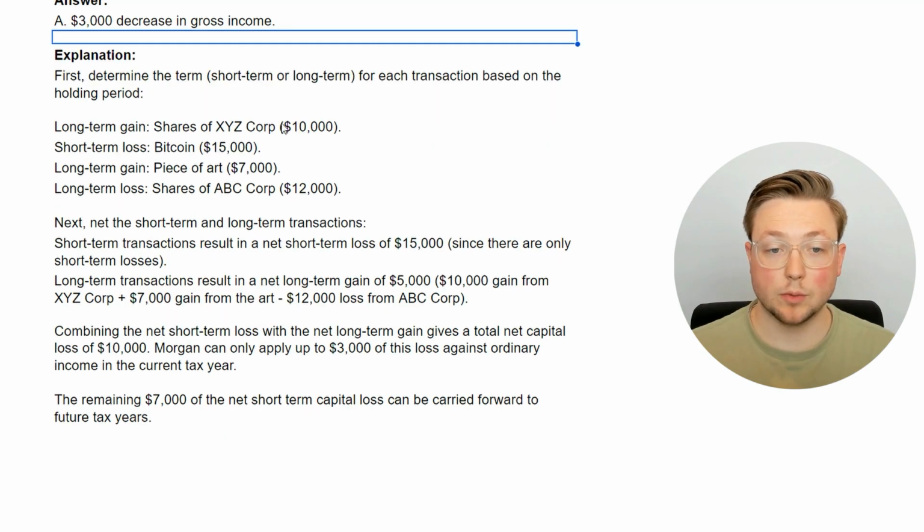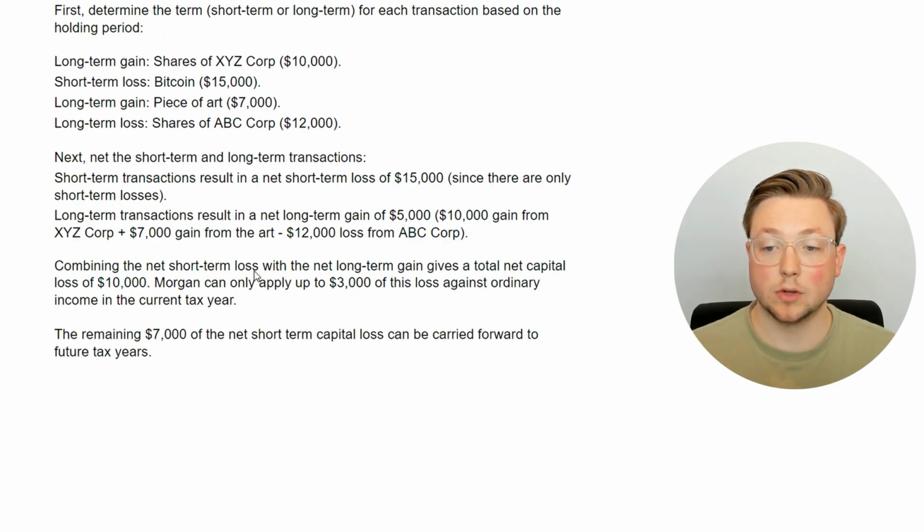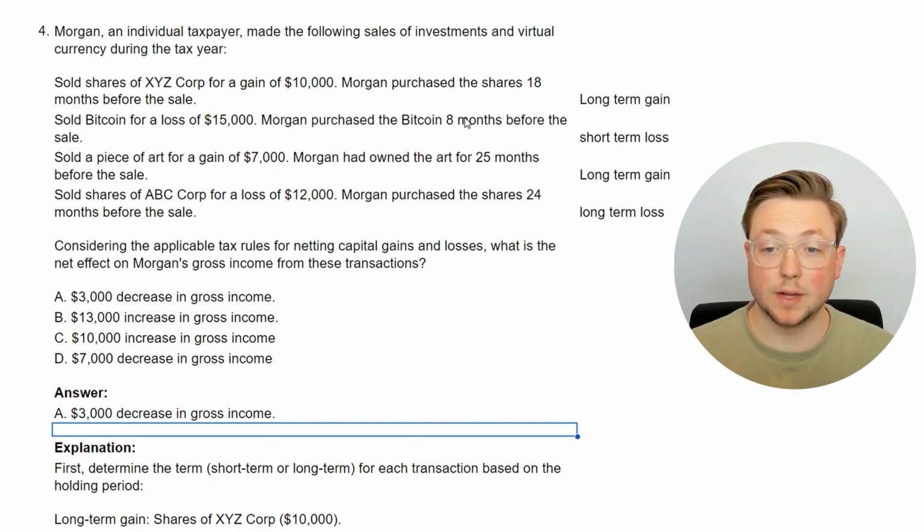All right, and this is exactly what we did there. So there's the short-term capital loss of $15,000 and the long-term capital gain, which netted to $5,000. So you combine those, and that gives you a net total capital loss of $10,000, and that's short-term, by the way. But you can only apply $3,000 of that loss to the ordinary income because of that $3,000 limit rule that we went over before. So the remaining $7,000 of the net short-term capital loss can be carried forward to future tax years to offset other capital gains or decrease ordinary income. That was a bit more of a complex question. Let's go to the final question and see if we can apply what we've learned.